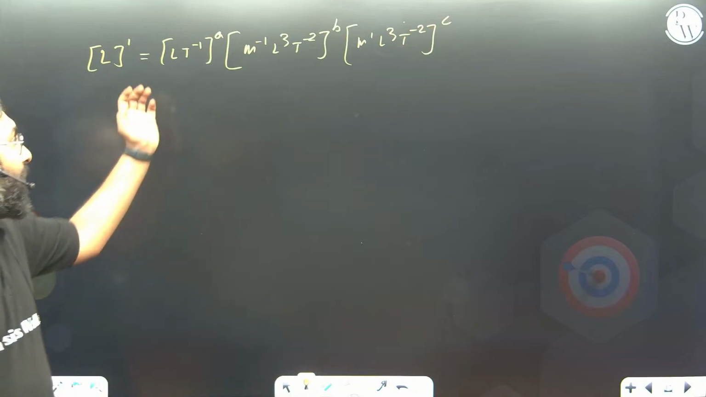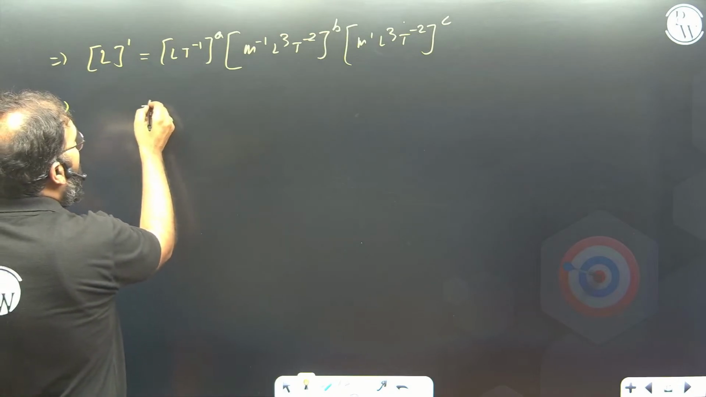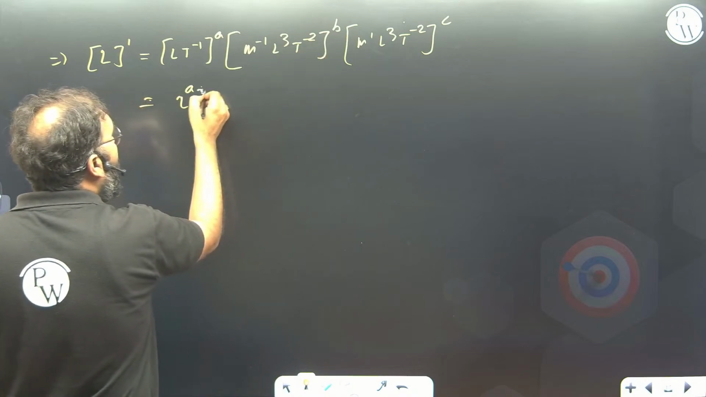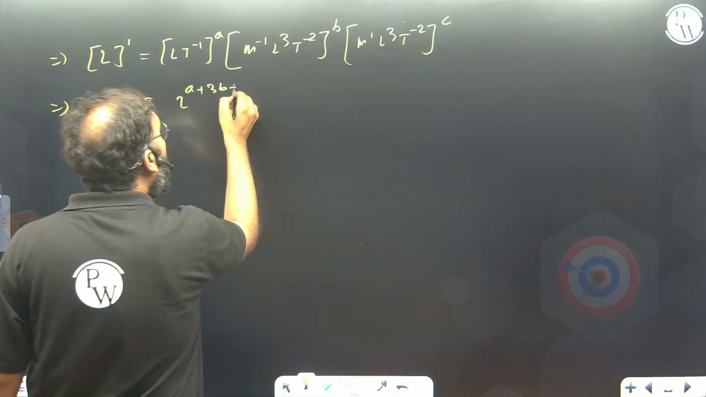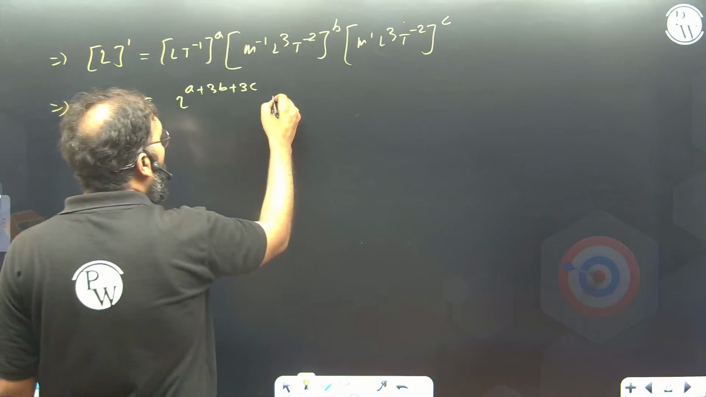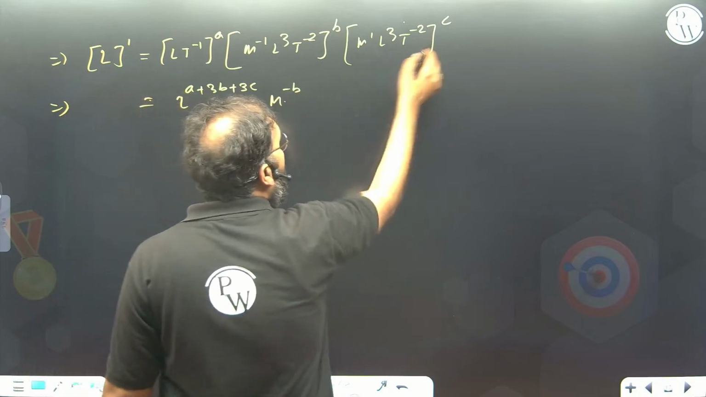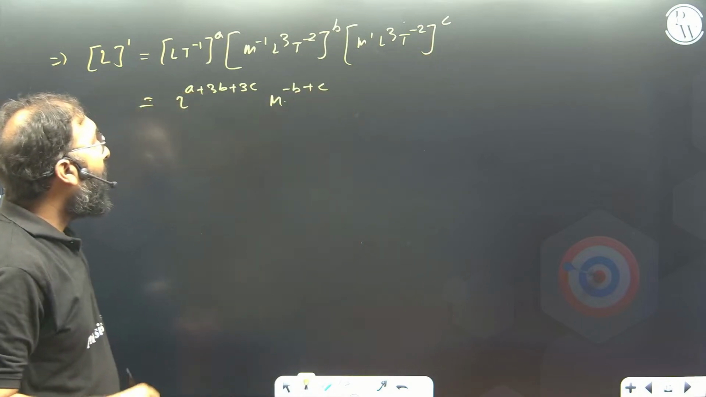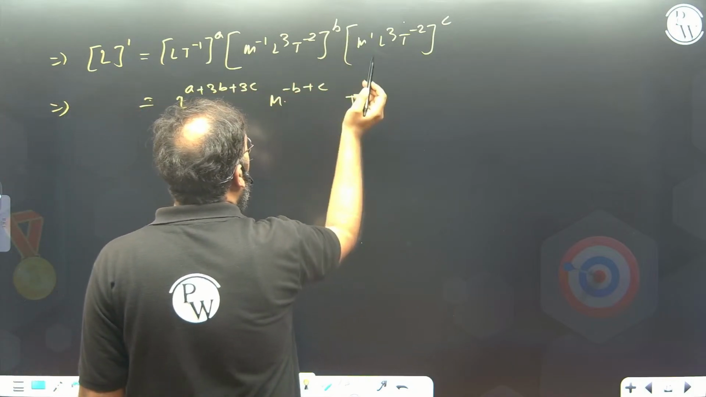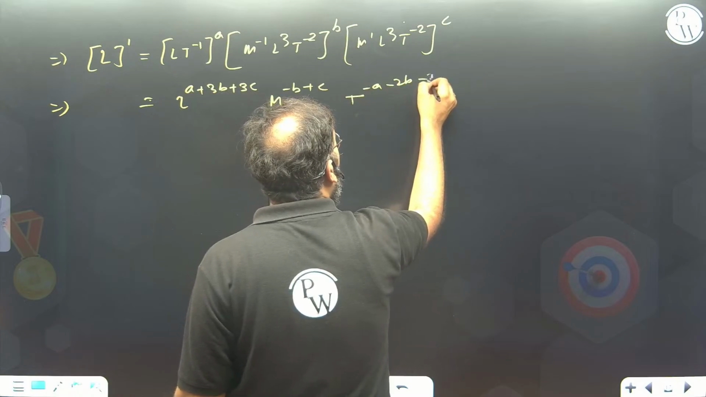So now you can collect the values and compare left hand side and right hand side. From here the power of L is A. From here this is 3B and from here it is 3C. The total power of L is A plus 3B plus 3C. Similarly, the total power of M is: here it is 0, here it is minus B, and here it is plus C, so minus B plus C. And then the total power of T is minus A, minus 2B, minus 2C.